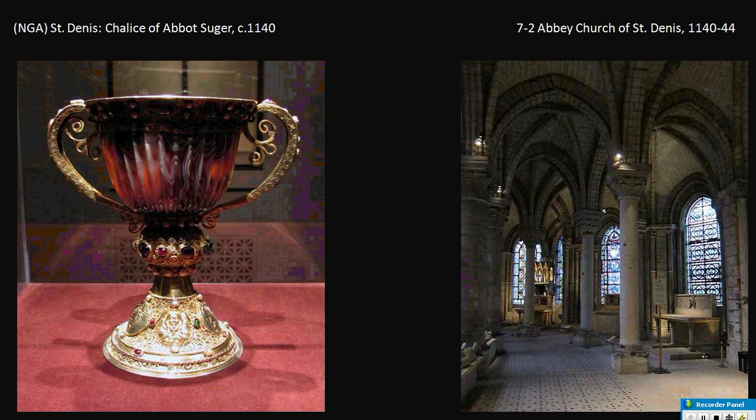The gold is incredibly flashy, the jewels. It's really one of the most amazing objects that we have when we think about where it came from and the importance of this. This came from the first Gothic cathedral. And we can trace it back to that.